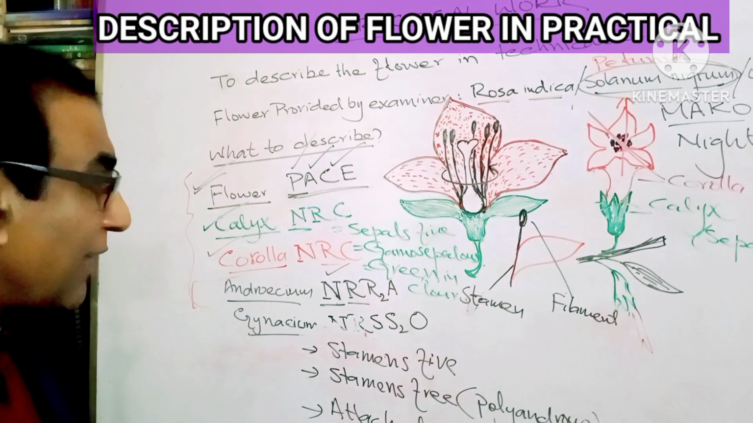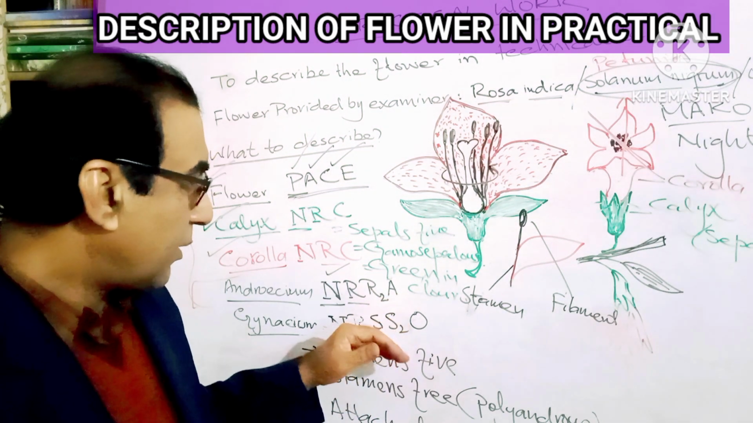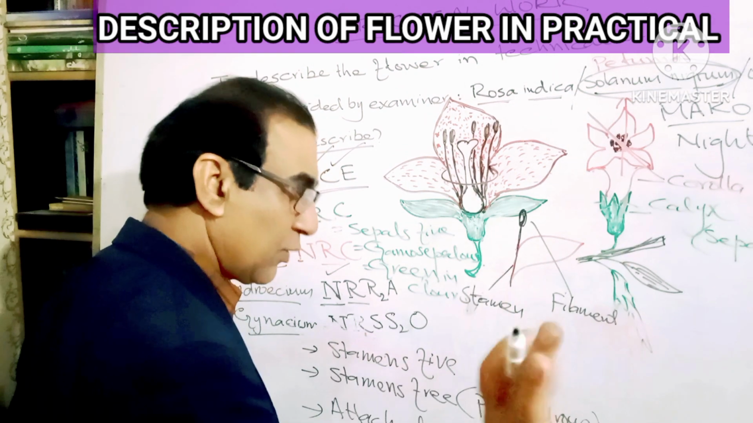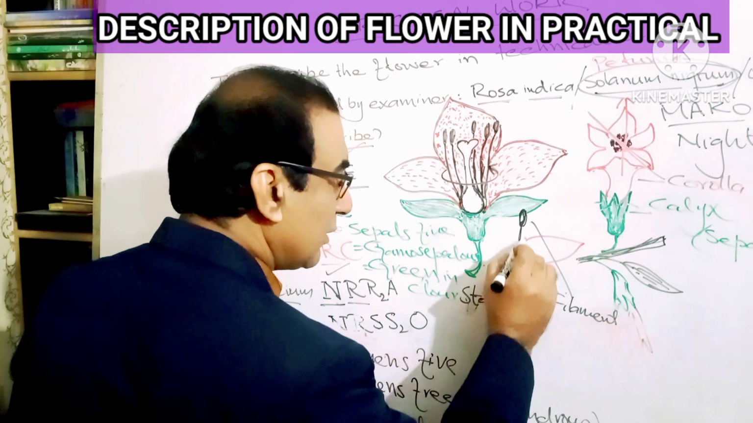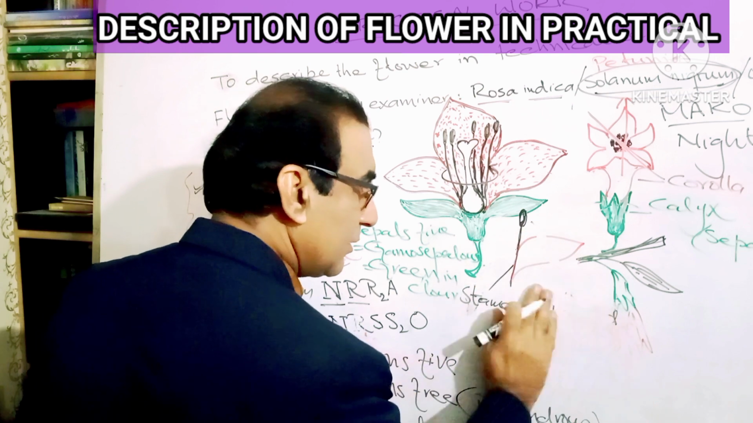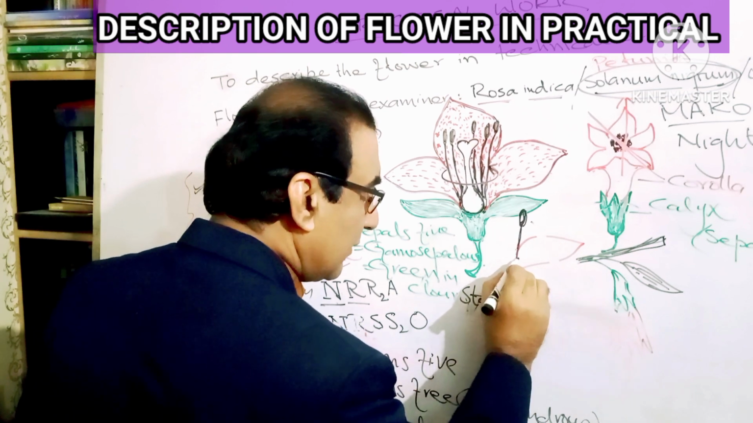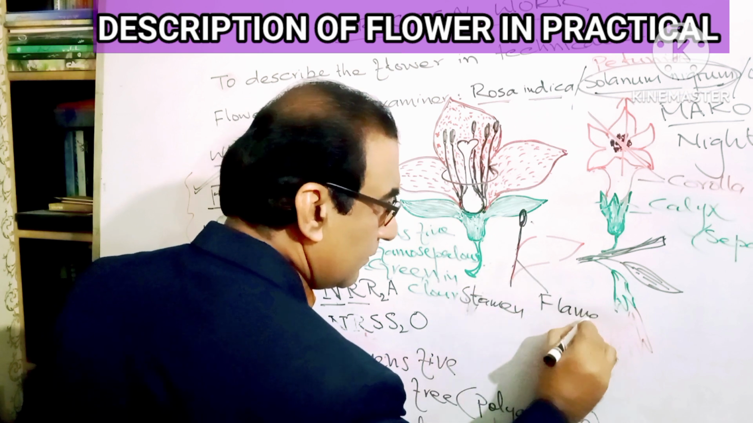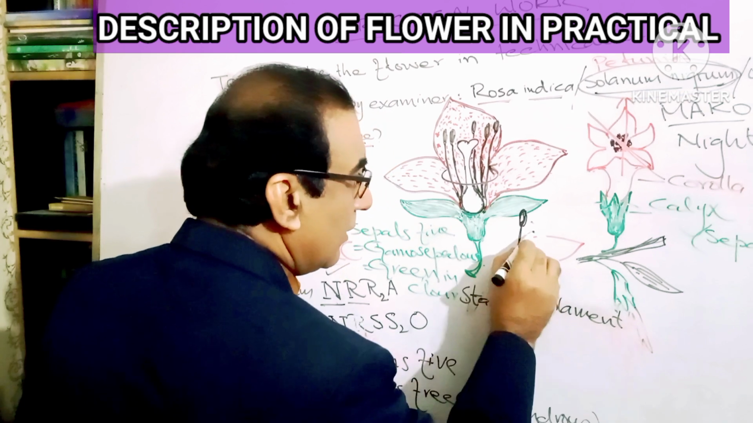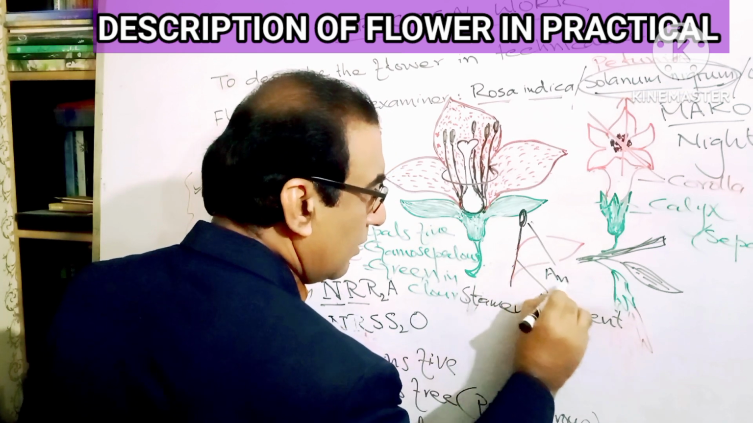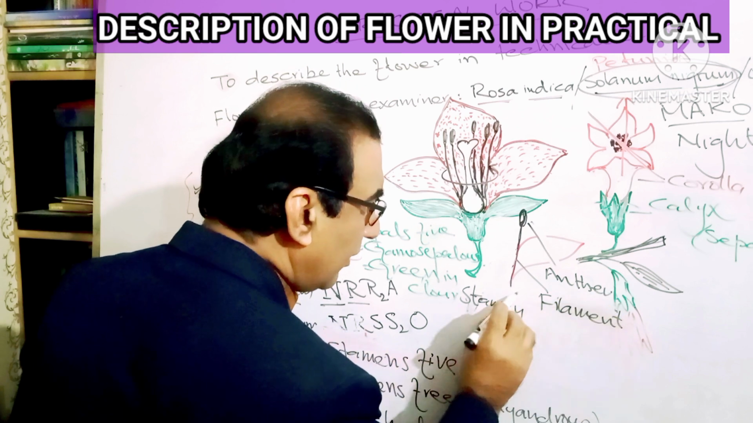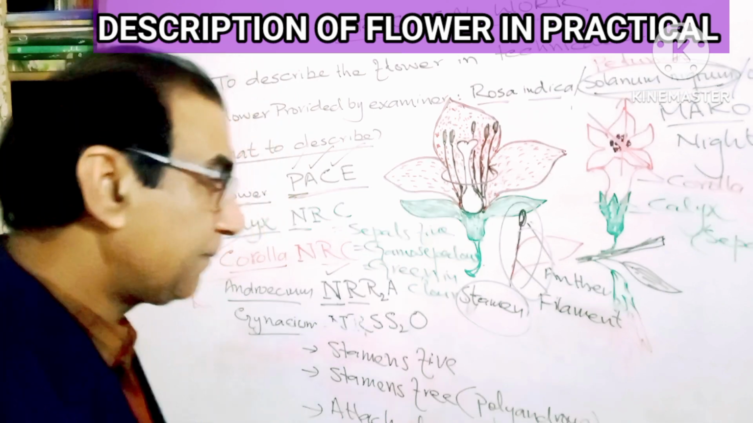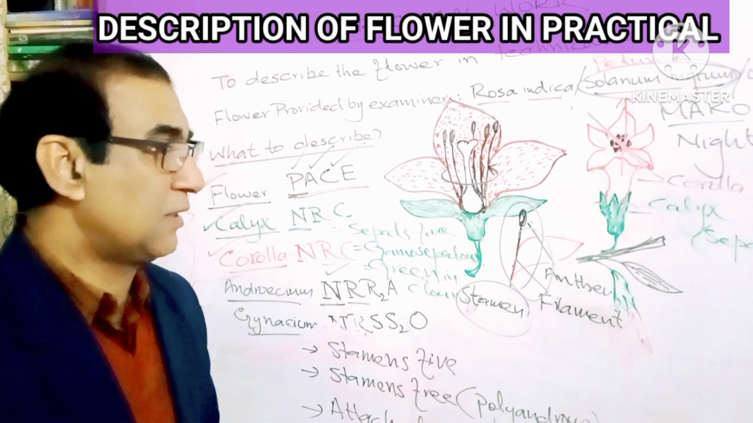Now, you have to tell about this whole. This whole is stamen. And this is filament. I may elaborate, this is filament. Okay. This is anther. And anther and filament, both form the stamen. Clear? Now, in the last lecture, you have studied this.